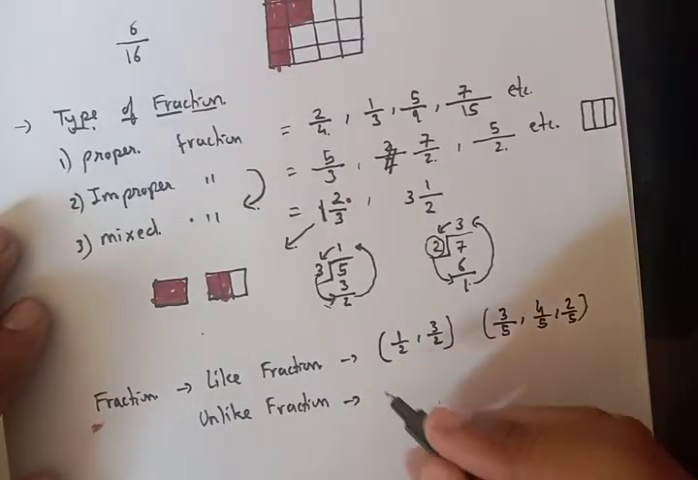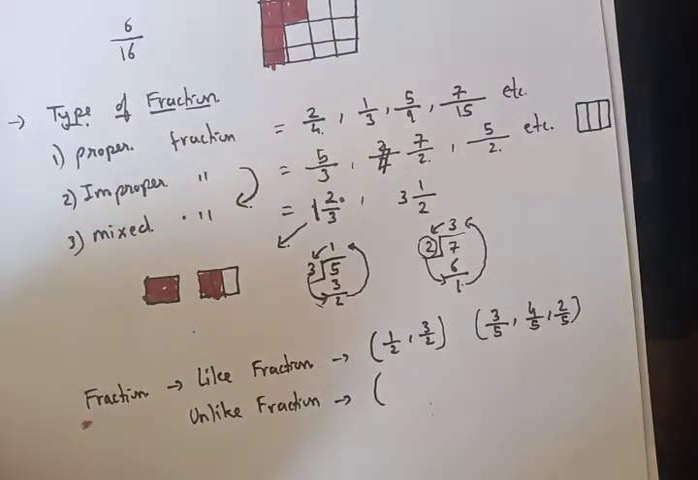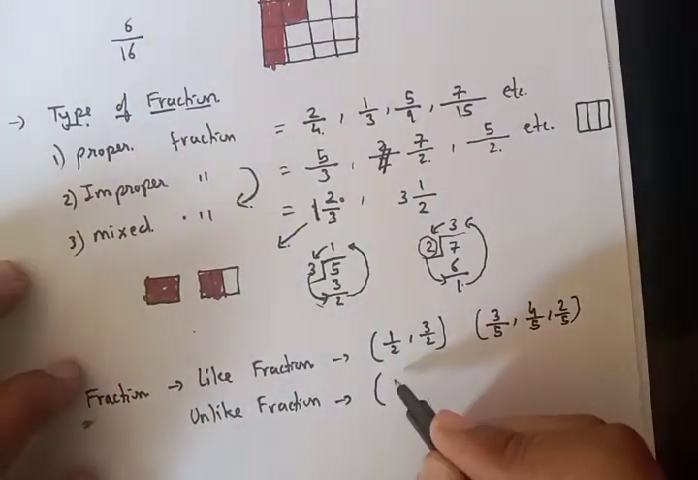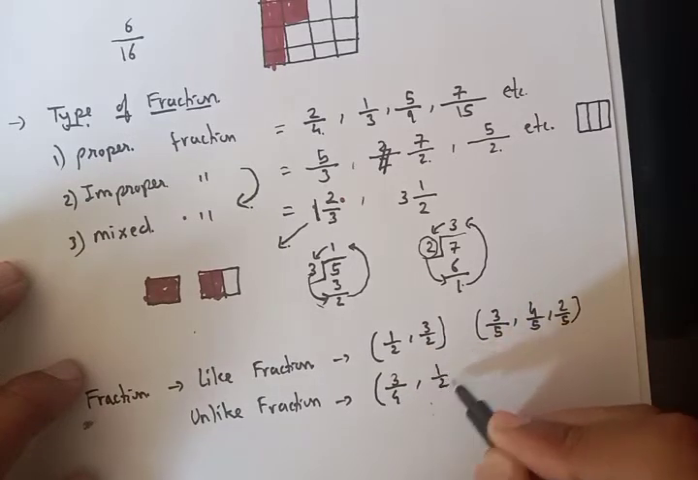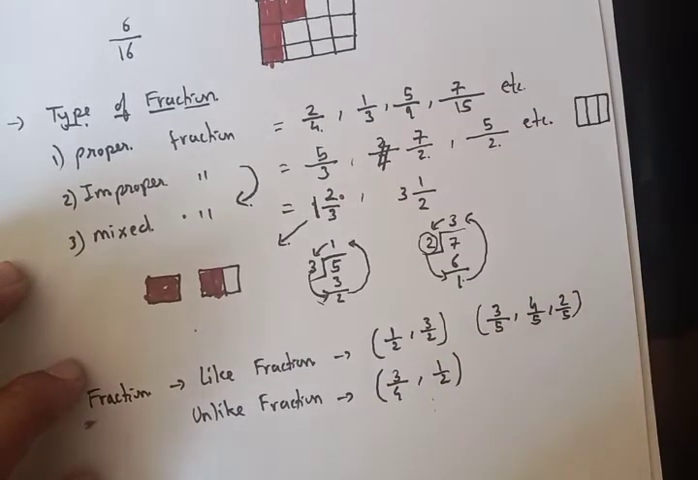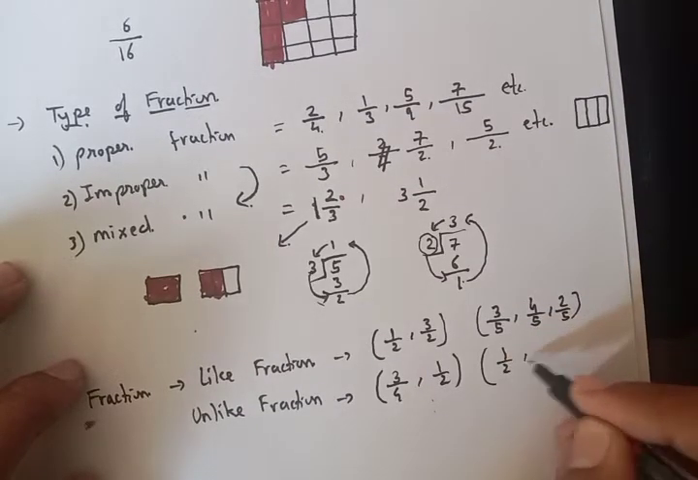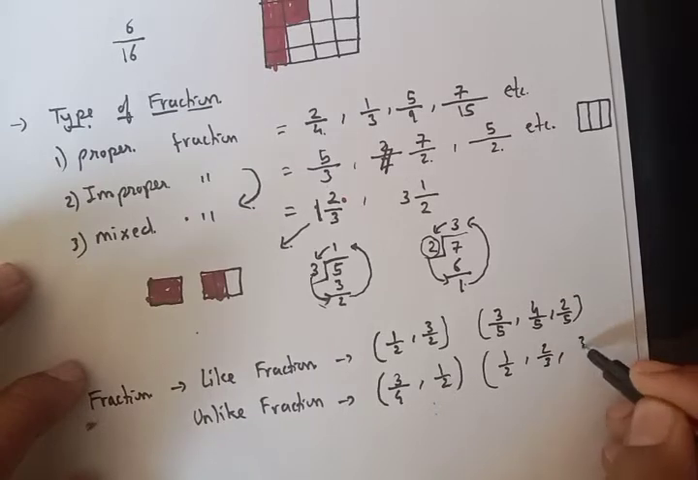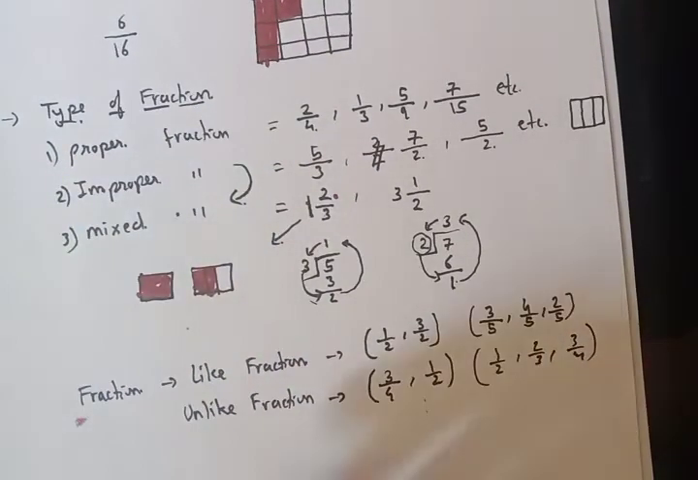Unlike fractions. Now take the example of unlike fractions. When the denominators are not the same, those numbers are called unlike fractions. Suppose 3 upon 4 and 1 upon 2. Both denominators are different. That's why we call them unlike fractions. Take the example 1 upon 2, 2 upon 3 and 3 upon 4. Denominators are different, so that's why they are called unlike fractions.